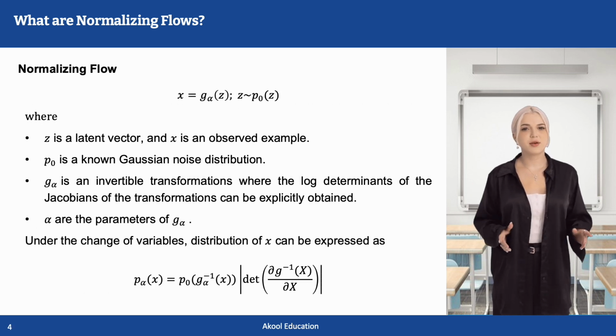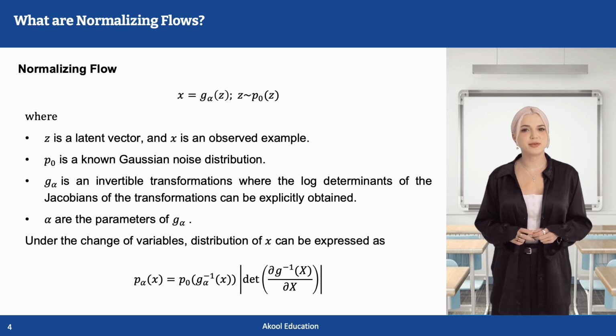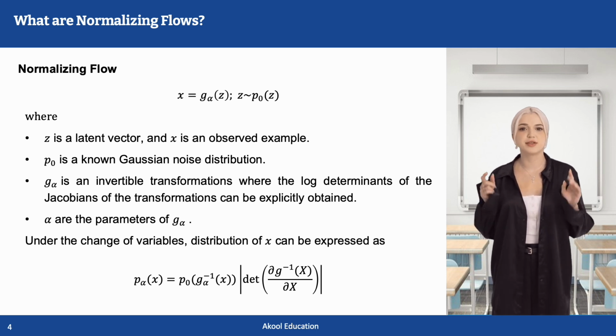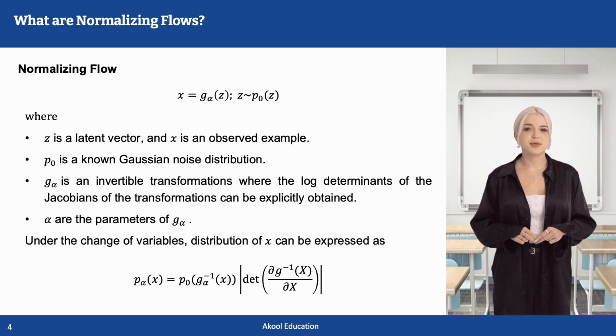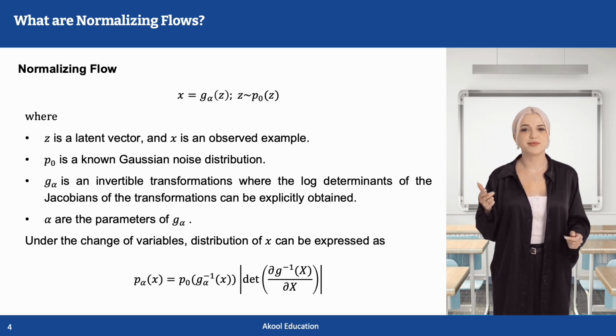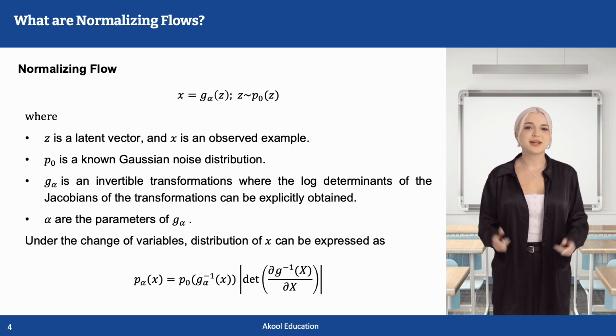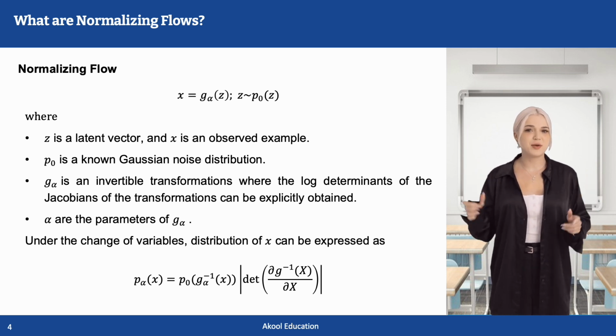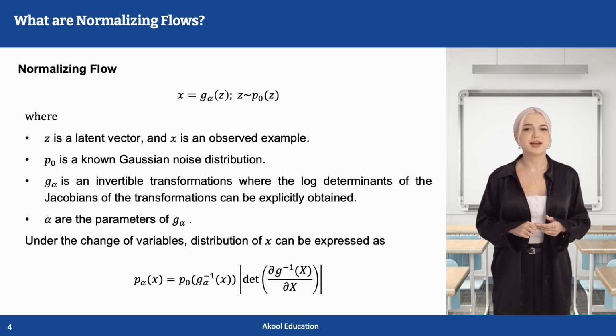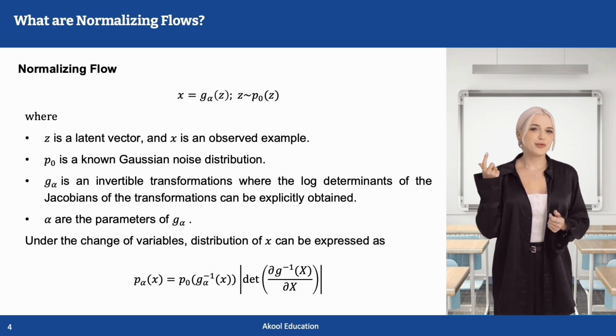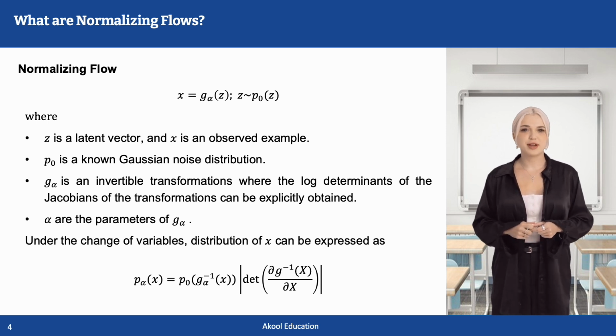Now, let's look at the normalizing flow model shown on top. Let Z denote a latent vector, and X an observed example. Z follows a Gaussian distribution P0. The function G is an invertible transformation that maps Z to X. The log determinants of the Jacobians of the transformation can be explicitly obtained. Alpha represents the trainable parameters of G, and under the change of variables, the distribution of X can be expressed as the equation displayed at the bottom.